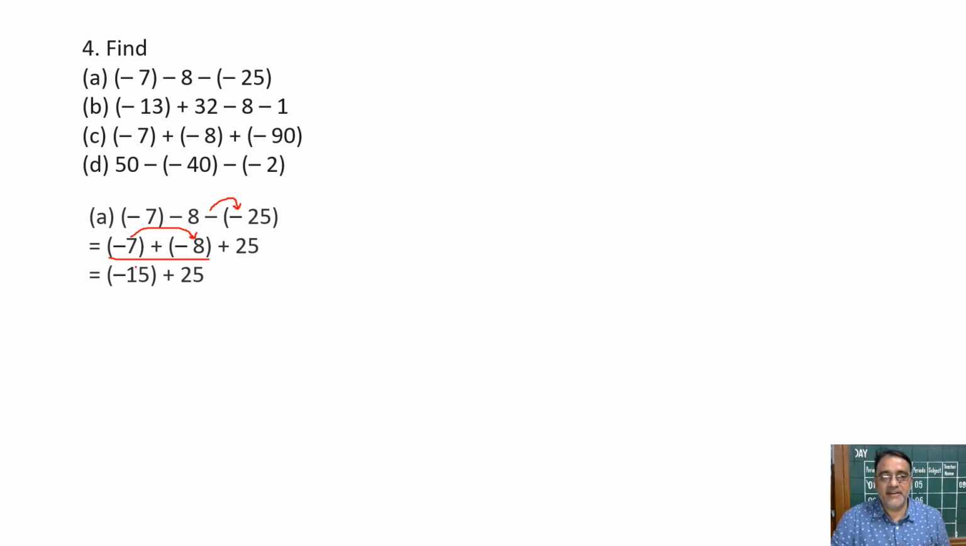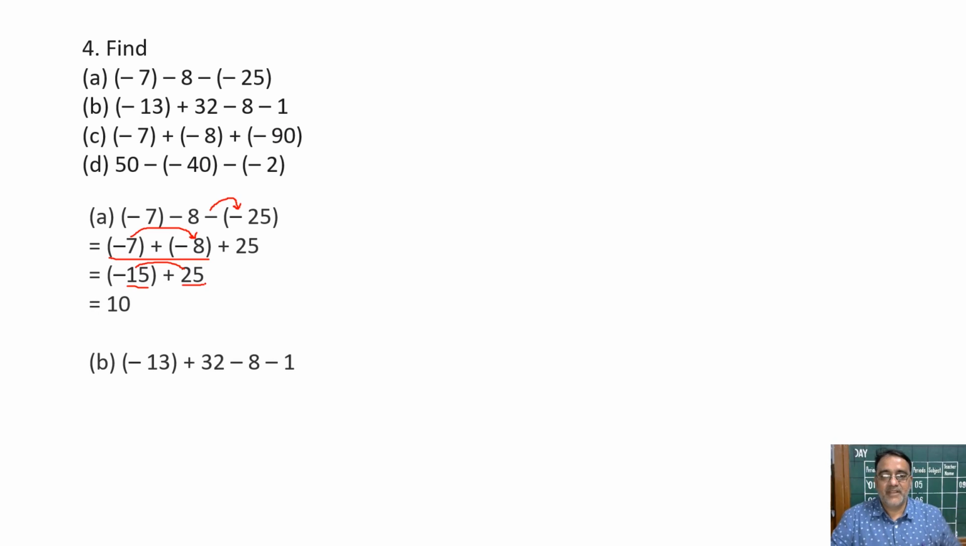Now these two are of different signs, so we subtract the two, 10, and we have to put the sign of the greater number. So between 15 and 25, which is greater? 25. What is the sign of 25? Plus. So plus 10 or simply 10.